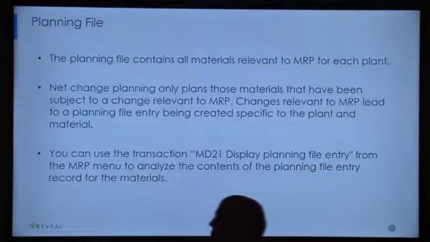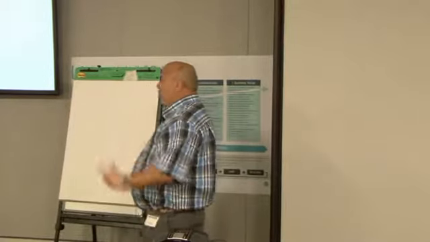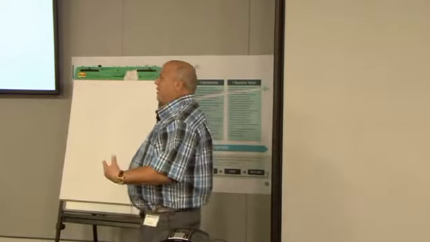Okay, the planning file. Is anybody familiar with the planning file or what it does? Anybody heard of the planning file? Okay. So when you're running net change planning, it says, when I run MRP every night, it doesn't run on every single material. It doesn't run all 28,000 materials in a plant and recalculate everything. Net change planning says, I am only going to run MRP on materials where something has changed in the planning situation. Who figures out what has changed in the planning situation? How does the system know?